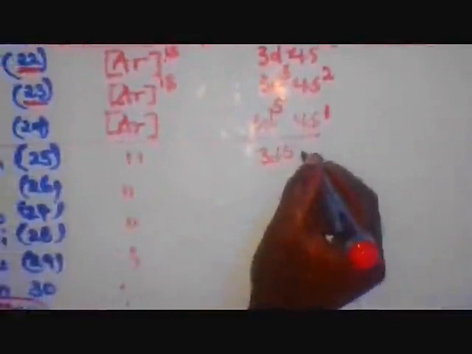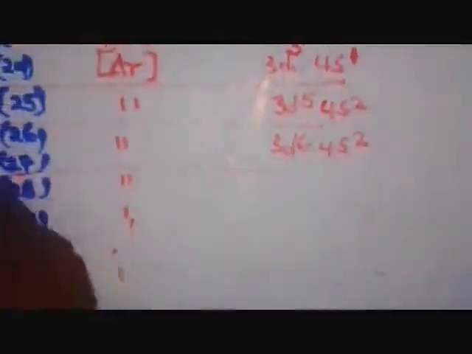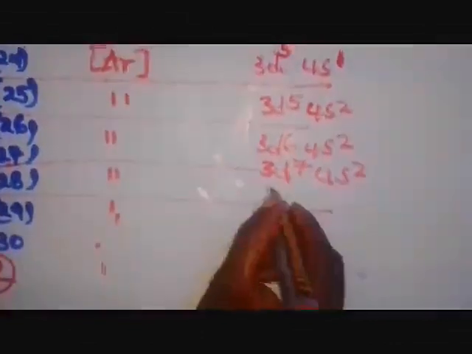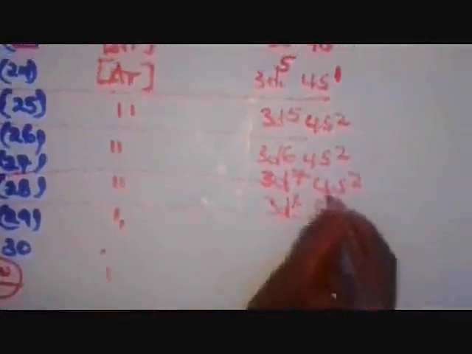What is going to change now, for manganese, for example, we shall have 3D5, then 4S2. Then for our iron here, we shall have a 3D6, then 4S2. Then look at cobalt, you have a 3D7, then 4S2. Then for nickel, you can also be writing there, we shall be having 3D8, and then 4S2.